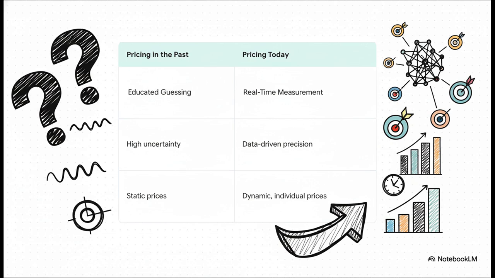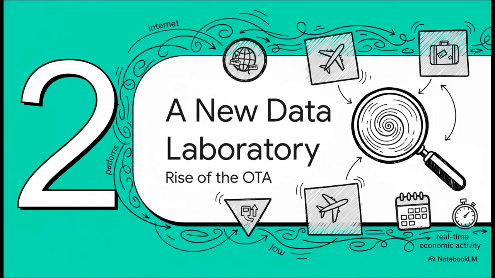Think about it. We've gone from an era of high uncertainty and static, one-price-fits-all models to an age of razor-sharp, data-driven precision. Today, the price can literally be tailored to you as an individual in real time. From a manager's perspective, this isn't just a small improvement, it is a complete revolution in revenue strategy. So you have to ask, what made this revolution possible?